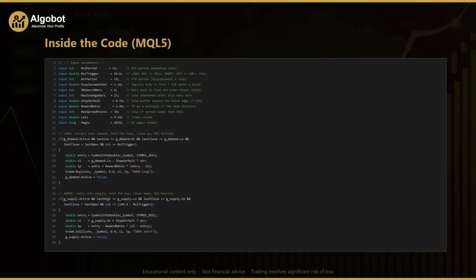Let's look at the actual MetaQuotes language code that runs inside the Expert Advisor. At the top are the input parameters you can adjust in the strategy tester. RSI period and RsiTrigger control the momentum filter. ATR period and DisplacementAtr define how large an impulse must be to create a zone. Order block search bars sets how far back to look for the originating candle, and max zone age bars controls how long a zone stays valid.